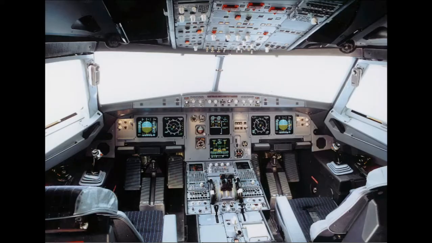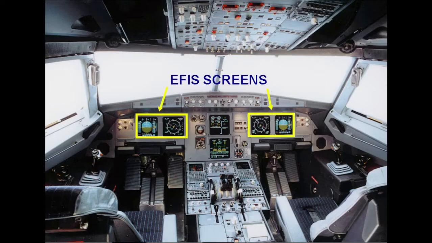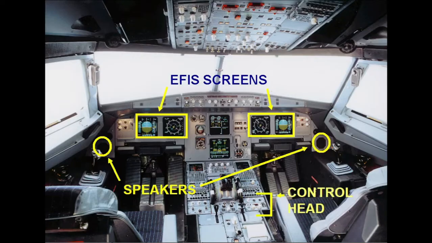The TCAS-2 system installed in the Airbus combines the controls for the altitude encoding transponder with the traffic alerting and collision avoidance system. The components of the TCAS system are the flight instrument screens, which are used to display target location and avoidance commands, two loudspeakers mounted beside the instrument panel, and a control head located on the center instrument console.